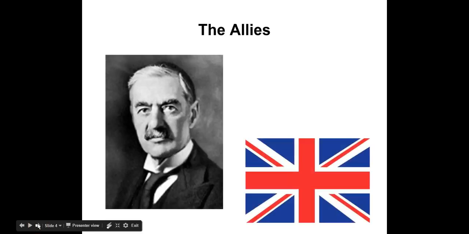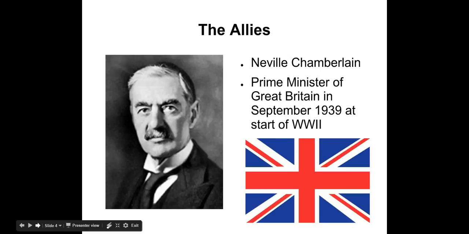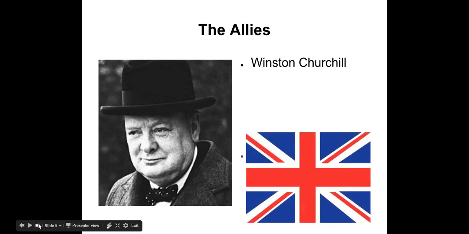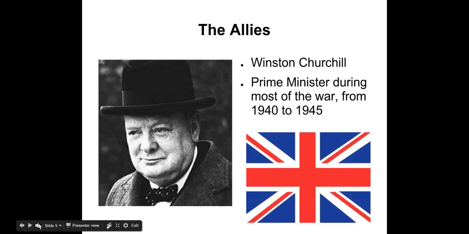The Allies. We're talking about England, and the first part was Neville Chamberlain. Neville Chamberlain was the Prime Minister of Great Britain until 1939, at the start of World War II. He was old and a lot of people lost faith in him and didn't know if he was the one to lead them through this big war. But he had previously been the Prime Minister during a non-wartime England. And then that brings us to this guy, Winston Churchill, who would take over and be the Prime Minister during World War II.